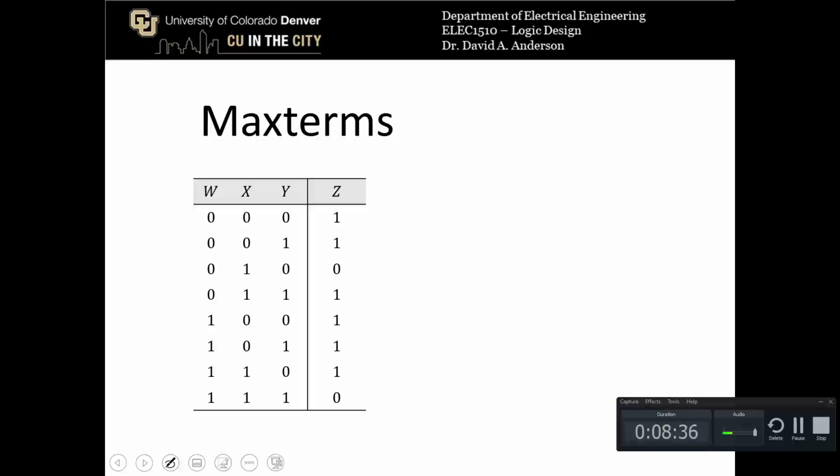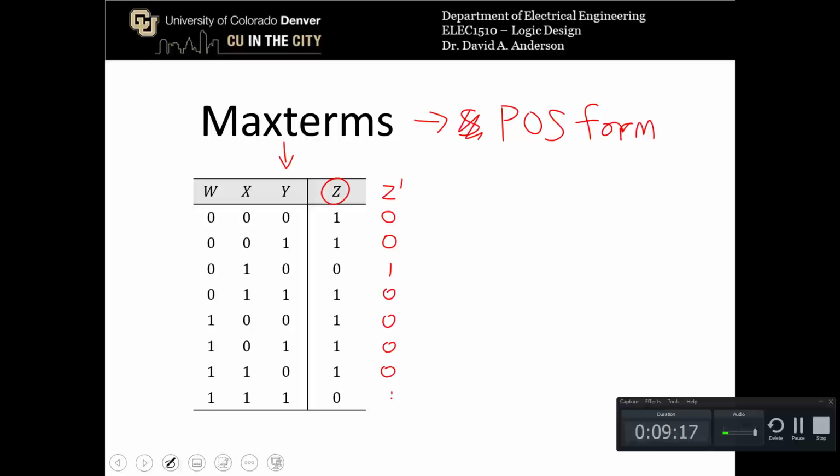Okay, max terms are essentially the complement of minterms, and they're a little bit more complicated. So max terms lead to something called product of sums form. And basically what you have to do is work with the opposite of minterms. So here I have a function wxy and then the output in terms of z, and I'm going to write out z prime, which is just the complement of z: 0, 0, 1, 0, 0, 0, 0, 1.